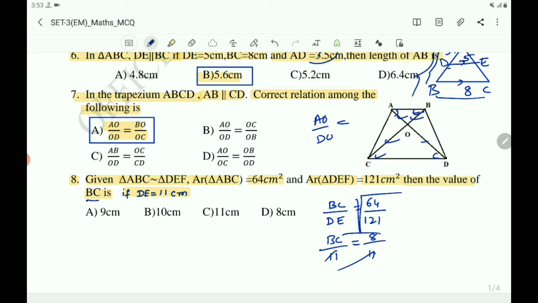Then what is the measurement of BC? BC is 8 cm. That is option D is the answer. Option D is the answer.